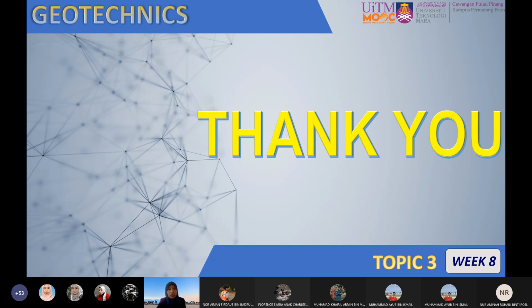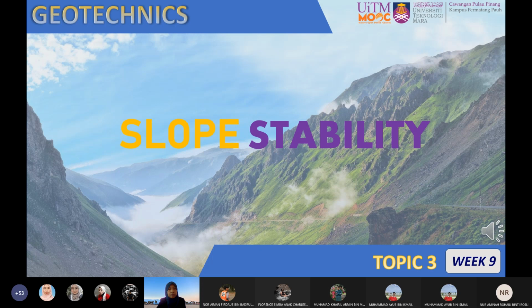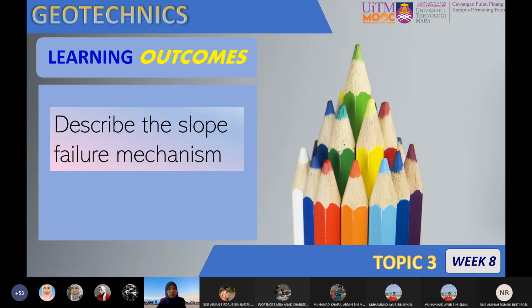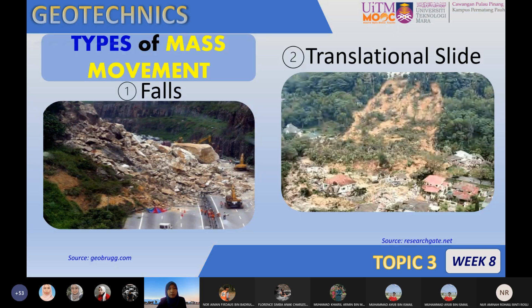Okay, we go to the next slides on the failure mechanism. The slope failure mechanism here describes the failure types of the slope. What we may learn from here is the types of mass movement, factors of slope failure, and types of slope failure mechanism. So we go to the first one, types of mass movement.